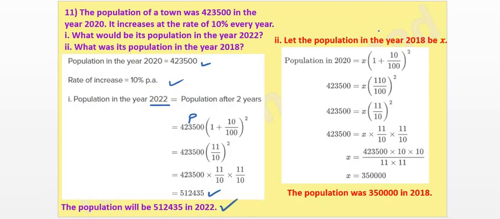Clear? Okay, what if you want to find what the population was in 2018? Let's suppose the population at that time was X. So you can say population in 2020 equals X times 1 plus 10 over 100, because the rate is the same, and because 2 years have gone, you write the power 2 here. The next steps are just to solve for the value of X. The final amount is 350,000 in 2018. So this was the population in 2018.